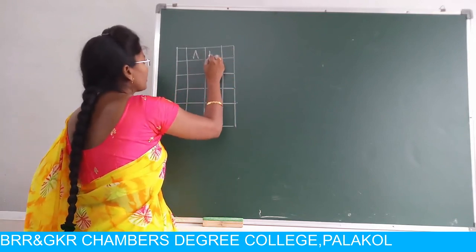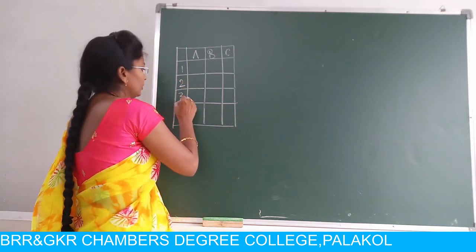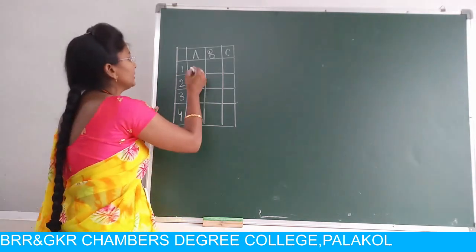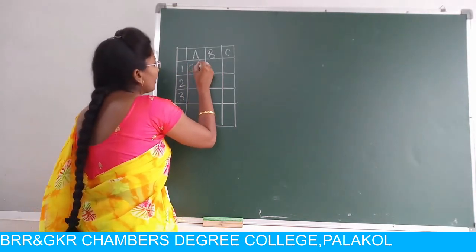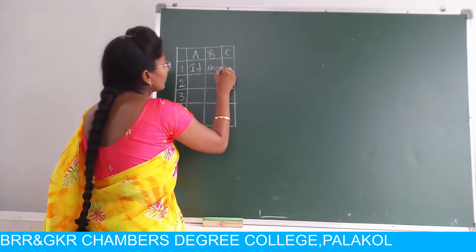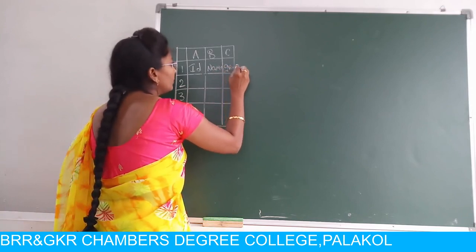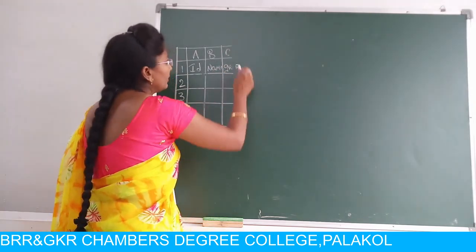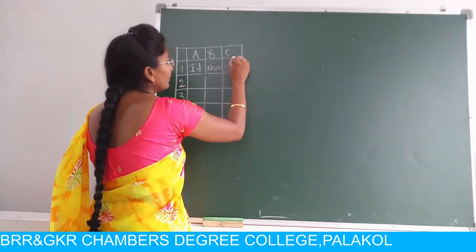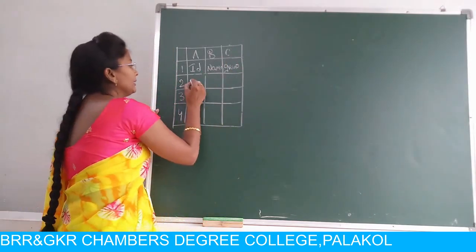Column A, B and C. Row 1, row 2, row 3 and row 4. Here, in the A1 cell, I am taking the ID, then name, and then group. Here I am taking the group. ID details I am entering.